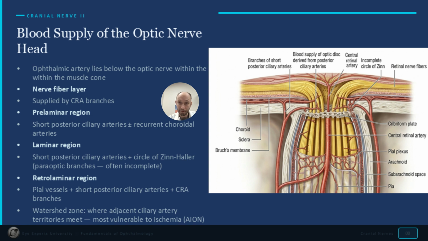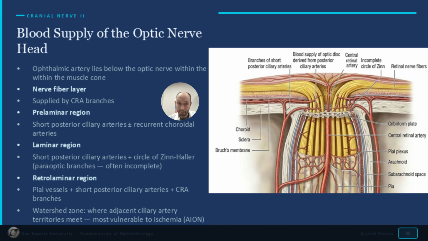The prelaminar portion is supplied by the short posterior ciliary arteries and some choroidal circulation. The laminar portion is still supplied by the posterior ciliary arteries, but instead of being supplied directly from the choroid, it's being supplied by the possible collaterals from the choroid through the Zinn-Haller circle.